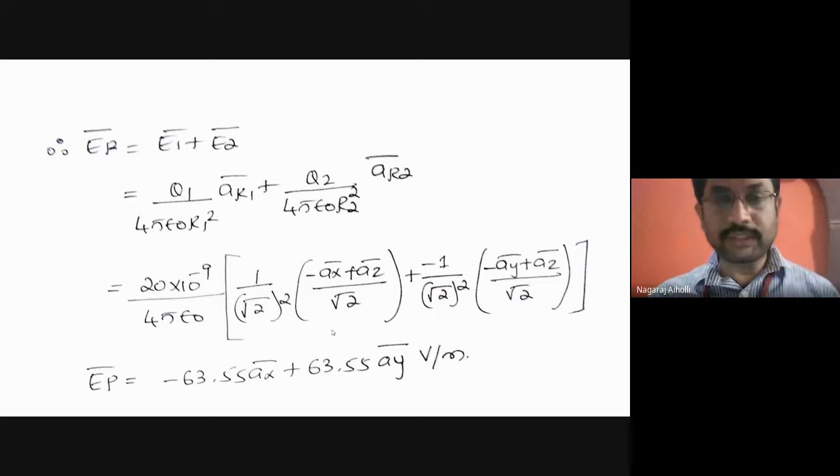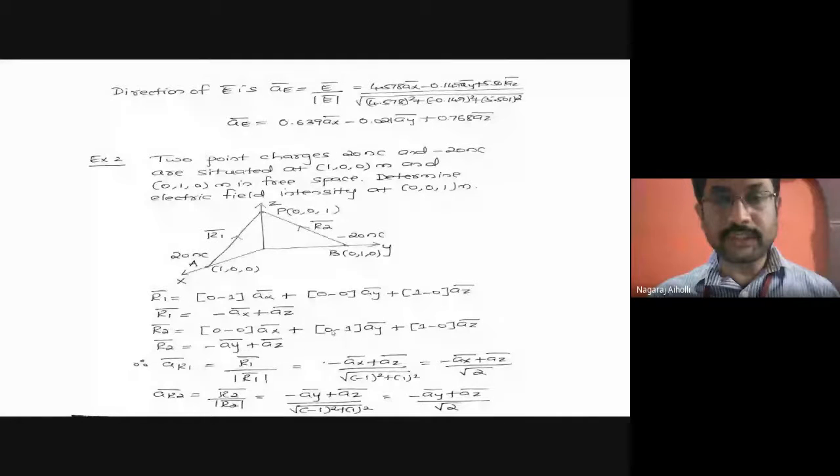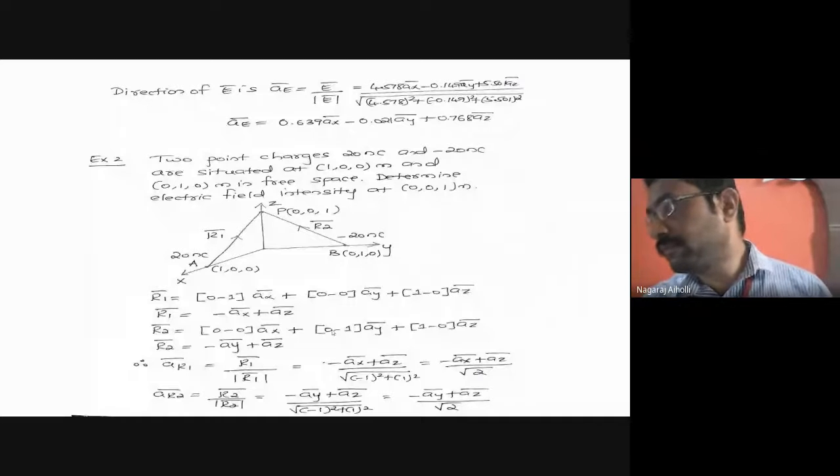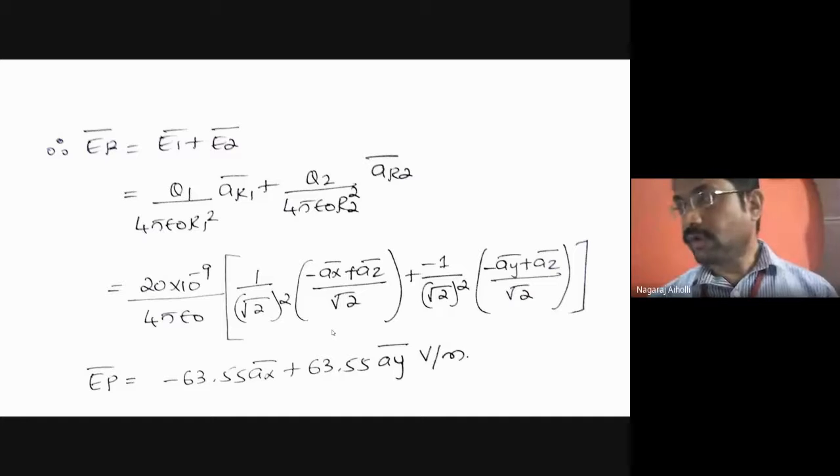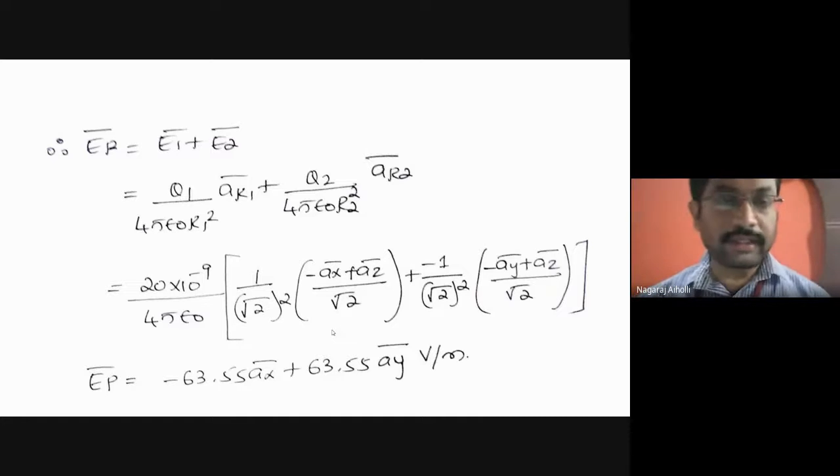What will be the answer, students? EP bar. How much are you getting? Minus 63.55 AX bar plus 63.55 AY bar. Okay, one minute, we'll check it. Minus 63.55 AX bar plus 63.55 AY bar. Exactly, you are right. Correct. So all of you are getting this answer, students. EP bar is equal to minus 63.55 AX bar plus 63.55 AY bar volt per meter.